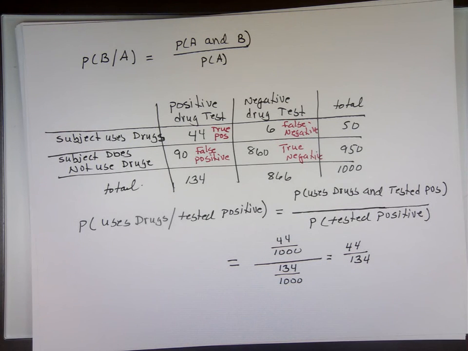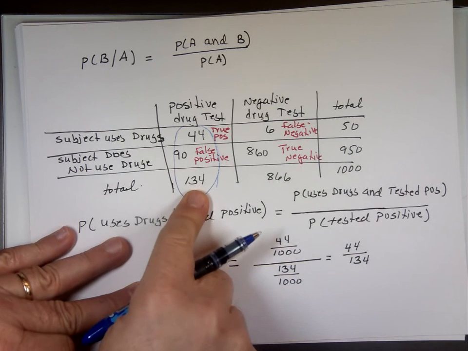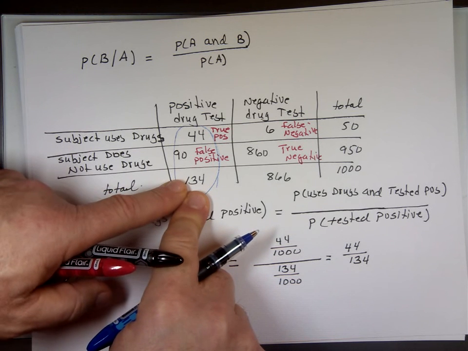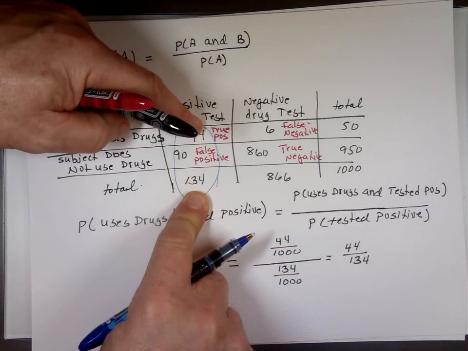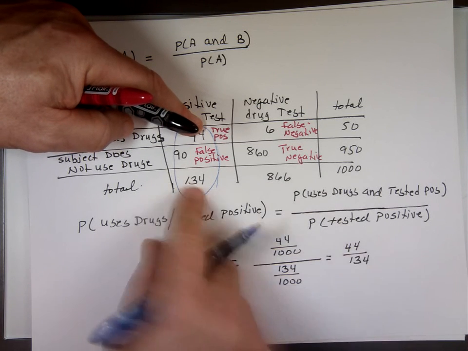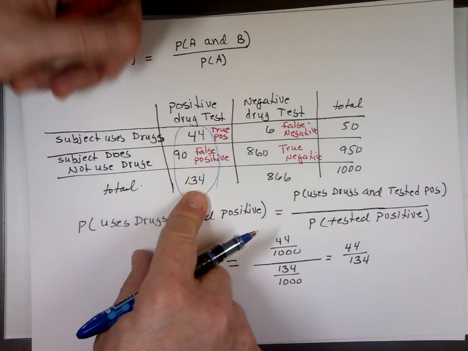Now, if you don't want to do the math here, there's an easier way to get to the answer. You know you are in this group. You tested positive. Just go, I'm right here. How many people tested positive altogether? 134. Out of those 134, how many were using drugs? That's where the answer, 44 over 134. So if you don't want to use that equation here, because that's the equation they gave us, you can just look at the chart. You got 134 people tested positive. Out of those, 44 used drug, and that's the answer.